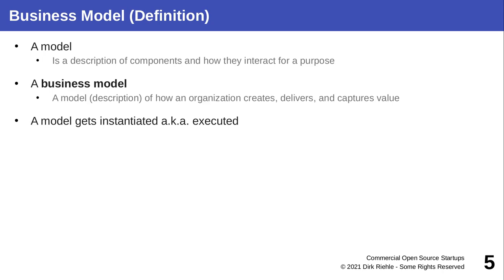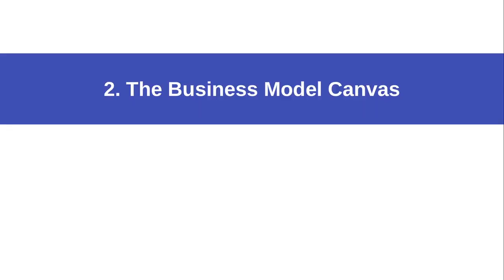So a model is a generic description and it gets instantiated, meaning it gets executed over and over again. Let's assume one company has one business model. As they operate it, they apply it cookie-cutter style over and over again. You can also abstract from it and look at similar companies and see a more abstract pattern of an underlying business model that's common to them, which is exactly what we will do in later lectures when we talk about commercial open source. So a business model is that description, a model of the interactions of components and the relationships of how an organization creates, delivers, and captures value.